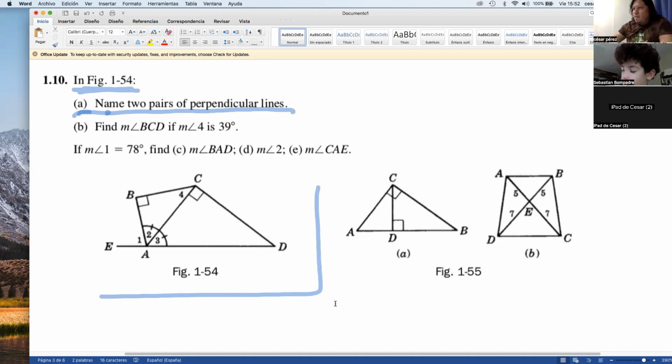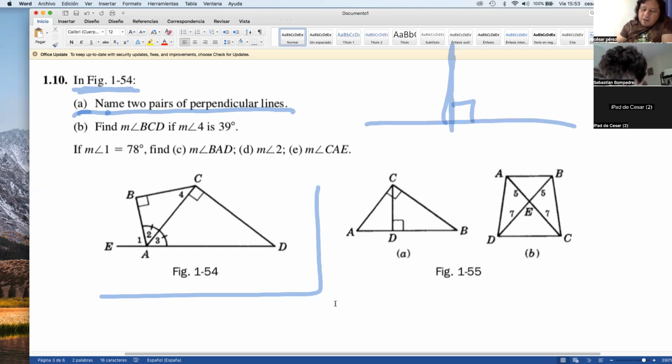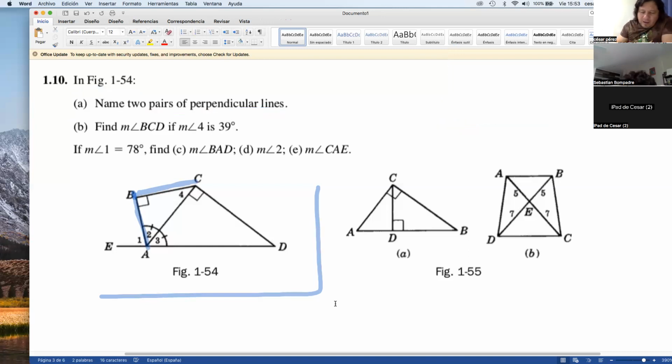Perpendicular? Okay. Two lines are perpendicular if they form a right angle. Then it's BA and CB. Okay. And there is another pair. CA and CD. Okay, yes. Perpendicular means that they form a right angle. Every time that you find a word that you don't know, you can ask immediately.